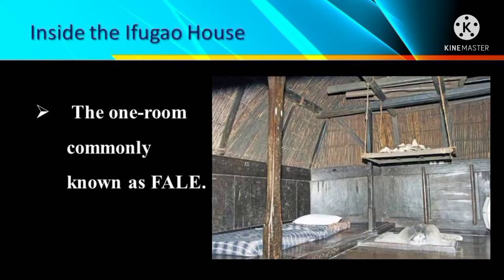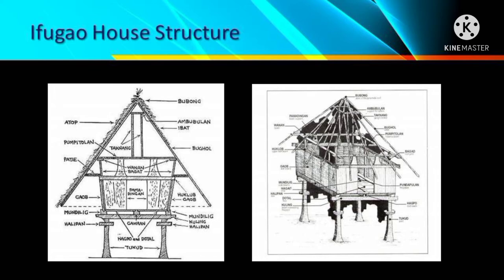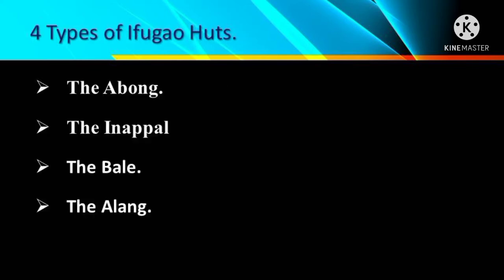Inside the Ifugao house, the one room is commonly known as fail. Ifugao house structure: the exterior of the house seems to be nothing but a pyramid resting on four posts, while the interior space is enclosed by slanting walls and a ceiling that appears to be spherical, formed by a loft. The four types of Ifugao huts: the abong, the inapal, the bali, and the alang.